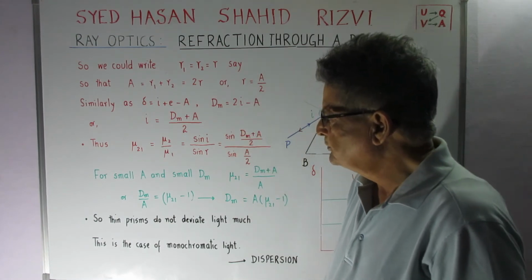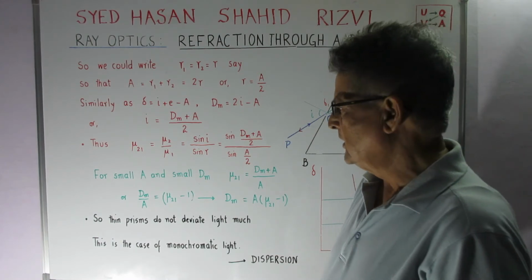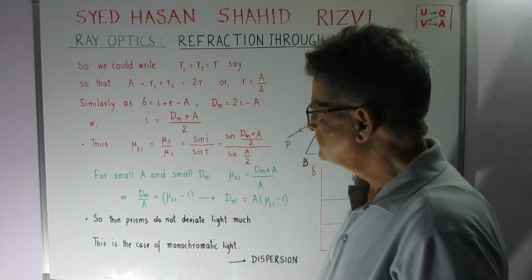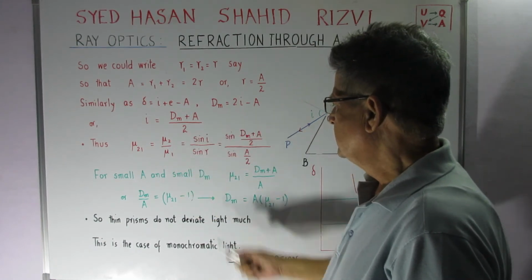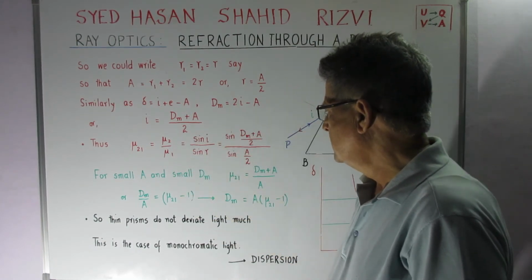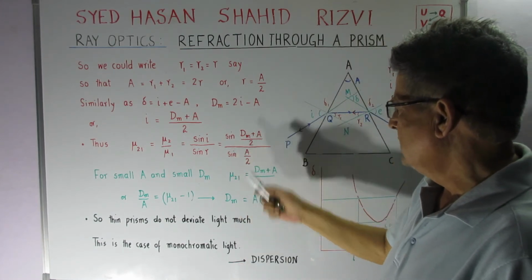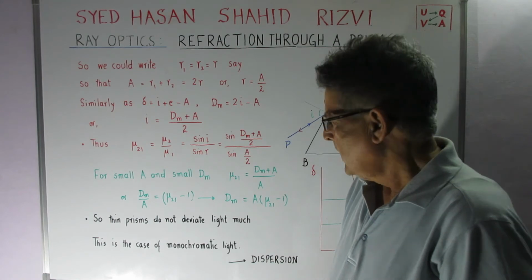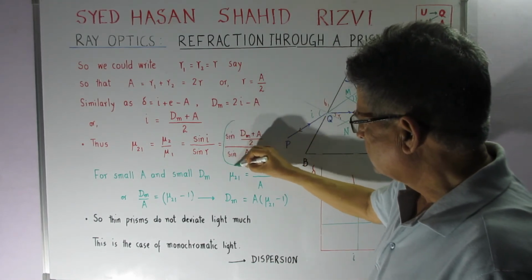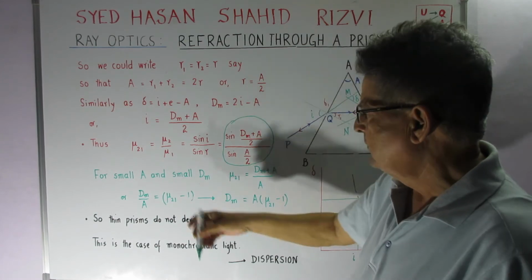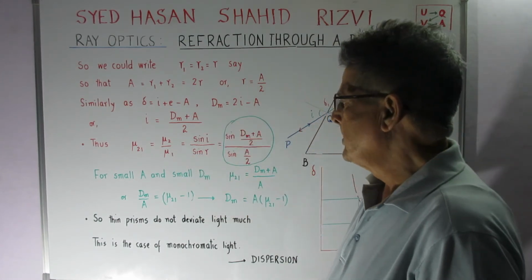Thus, applying Snell's laws, mu21, which is equal to mu2 upon mu1, is equal to sin I upon sin R, is equal to sin of (dm plus A) upon 2, divided by sin of A by 2. So this equation actually gives the value of mu2 upon mu1, or mu21.